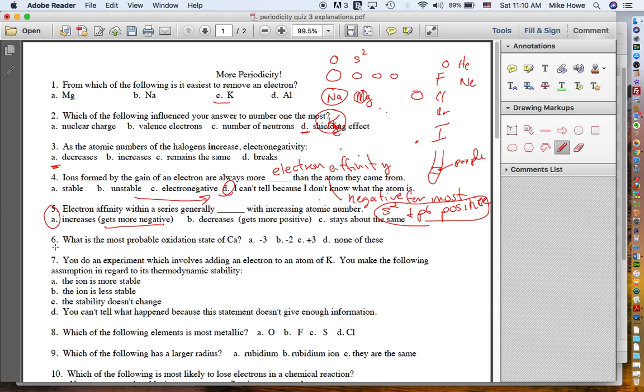All right, looking at number 6, the most probable oxidation state of calcium. Calcium is in this family, the S2 family down here, so it's going to lose 2 electrons. Remember the rule was 4 electrons in the outer shell or less, and they tend to lose. 5 or more, and they tend to gain. So calcium has 2, it's going to tend to lose them. If you lose 2 electrons, your charge is going to be +2. That one's not listed, so the answer was D.